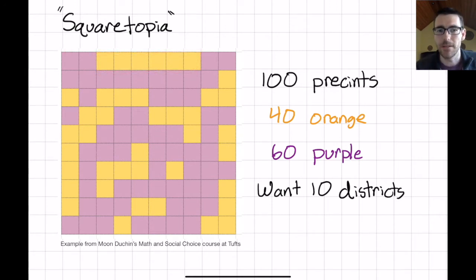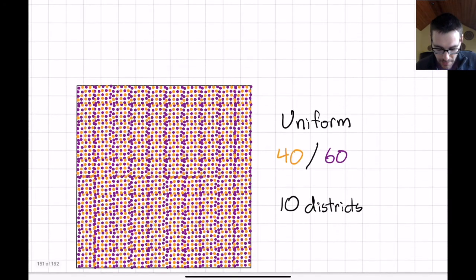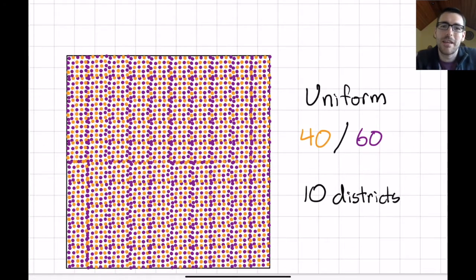Let's imagine a different distribution for the state of Squaretopia. We'll keep the fact that 40% of the voters vote for the orange party and 60% vote for the purple party, but let's shift this to a more uniform distribution. So here we have a whole bunch of dots, purple and orange, the idea being to represent that if we draw any particular district, in that district, 40% will be orange and 60% will be purple.